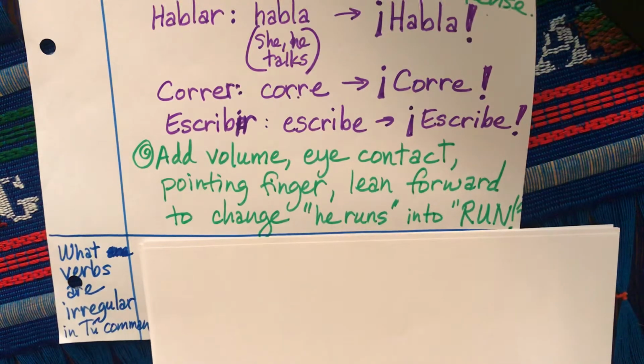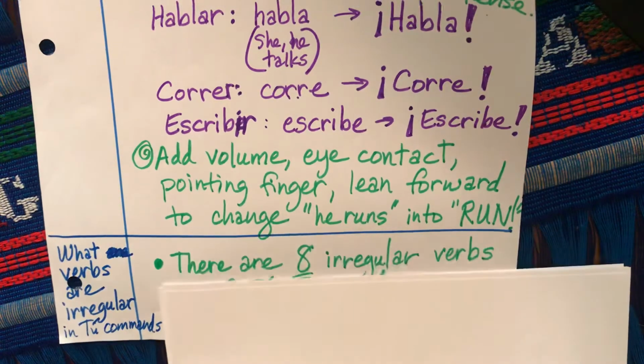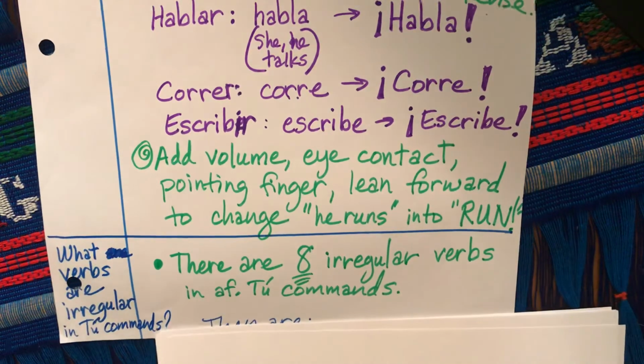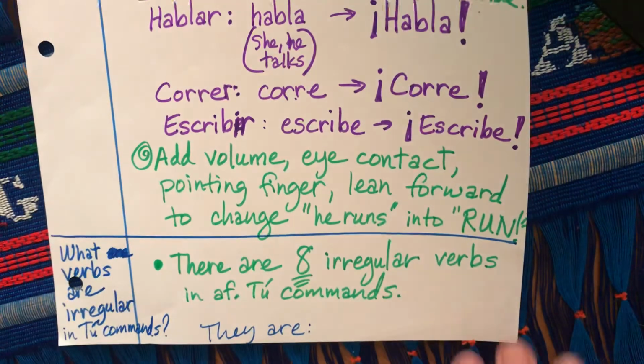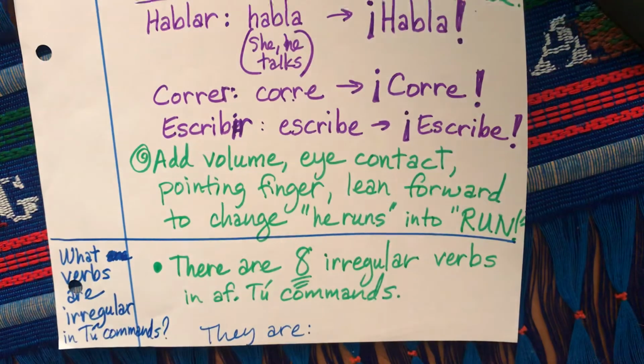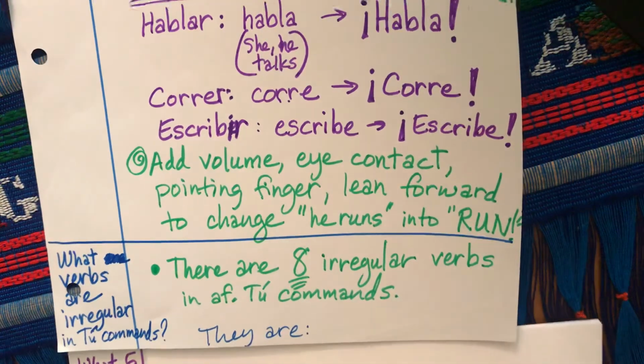Next question, what verbs are irregular in tú commands? There are 8 irregular verbs in affirmative tú commands. There are 8. So copy that down, and then I'll switch to the second page. There's only 2 pages of notes today. Copy everything you see so you have complete notes. It's not about turning the notes in per se. It's about the process of getting it downloaded into your brain. Handwriting is better than typing. Using colors, proven by studies to be more memorable.